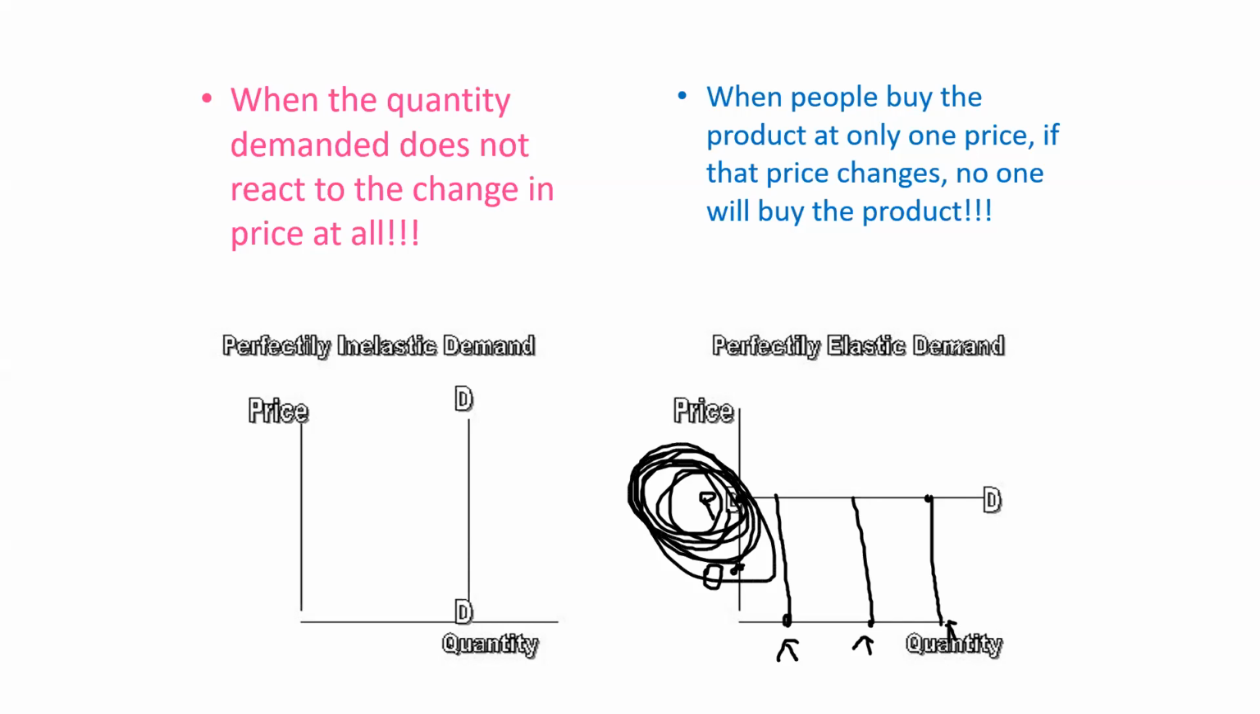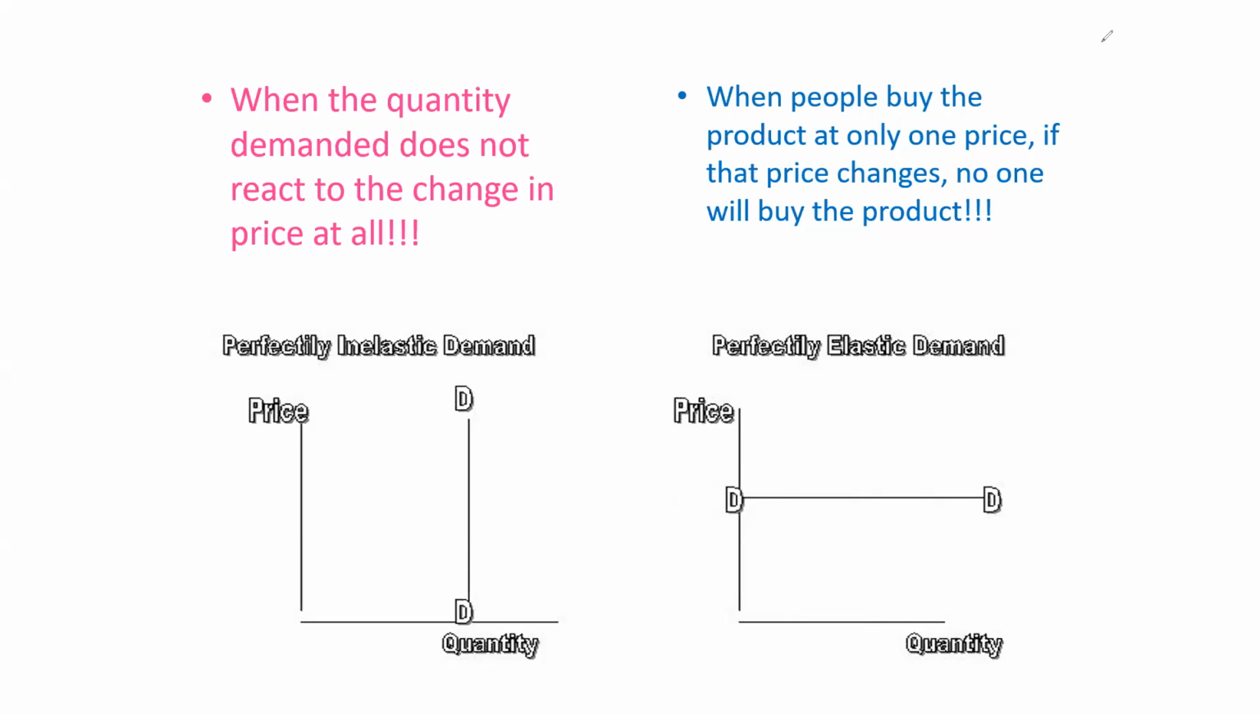So these are extreme ends. Obviously, these are not real world examples. They're hypothetical to understand what are the extreme conditions in the market. So one extreme is perfectly inelastic. The other extreme is perfectly elastic.